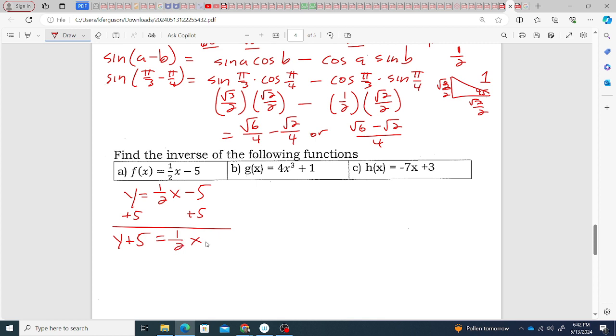I don't want 1/2 x, I want x. So I got to get rid of 1/2. This is 1/2 times x. So what's the inverse operation of 1/2? It's multiplying by 2. So I'm going to multiply both sides by 2. If I take 1/2 x and multiply it by 2, and I take 2 times y plus 5, that's going to be 2y plus 10 equals x. That is my inverse. All right, and I've got to stop right there because my wife is calling me.